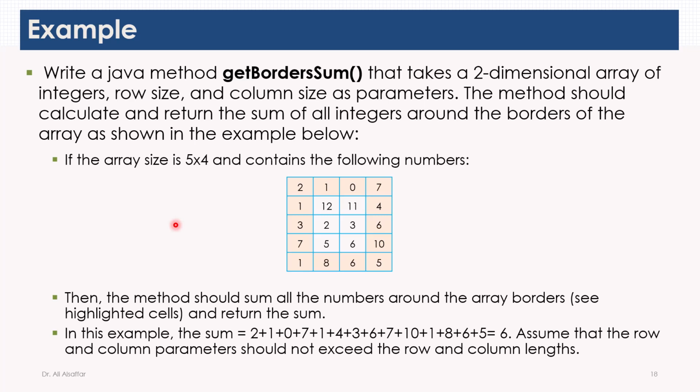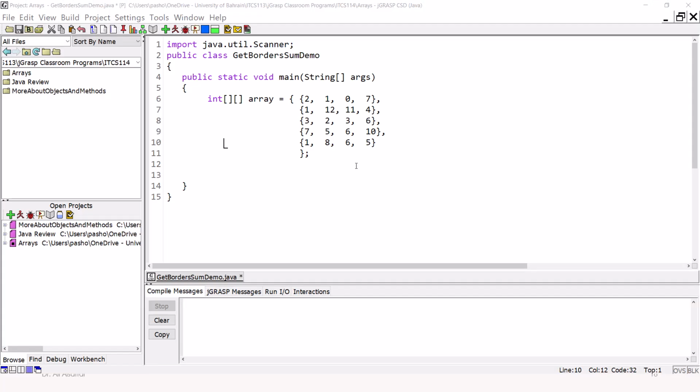So let's go to JGrasp and implement the first way by visiting the elements row by row and test for the border elements and add them to the sum variable. We have prepared a demo program to test the method getBorderSum. We have an array initialized with some data. We want to find the sum of the border elements of this array by passing it as a parameter to the method getBorderSum. Let us first define the method and then we will show you how to call this method.